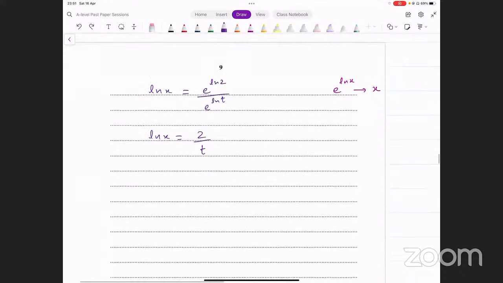ठीक है? And now we can take this base here to the other side again, and we get x equals e raised to power 2 over t from this. And that's our final result. That's x in terms of t. And that's in a simplified form.